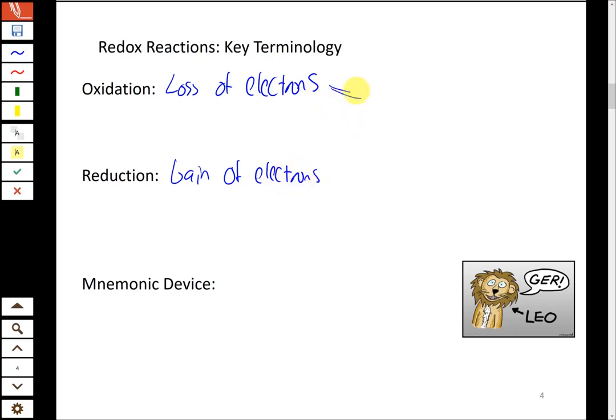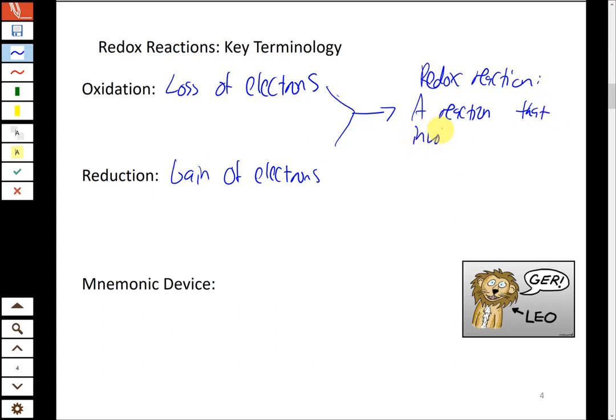You can't create or destroy electrons. So if something is losing electrons, something else is gaining electrons and vice versa. So these always happen together, and so we call it a redox reaction. Something is being oxidized and something is being reduced together. So more generally speaking, it's a reaction that involves electron transfer. One or more electrons is being transferred from one reactant to the other to form the products.